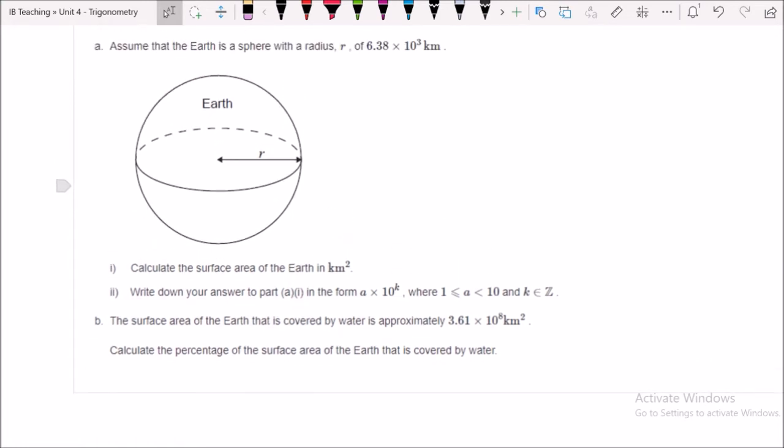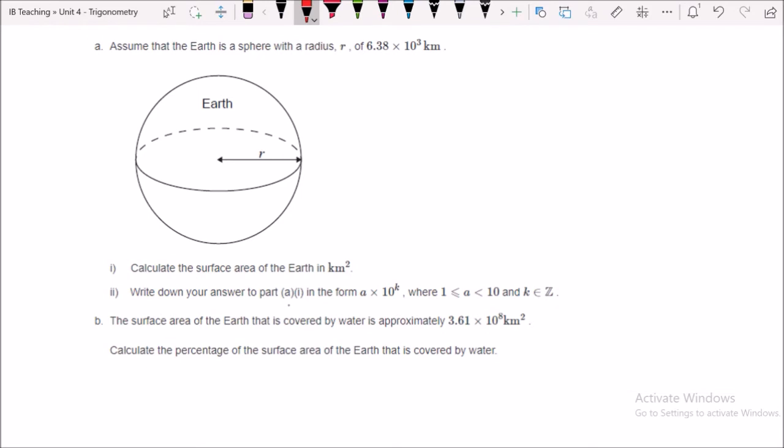All right. Assume the Earth is a sphere, kind of close enough, with a radius of 6.38 times 10 to the third. And there's a few things they want from us. Calculate the surface area of the Earth in square kilometers. Write down your answer in scientific notation, and then find the percentage that's covered by water. All right, let's do this.